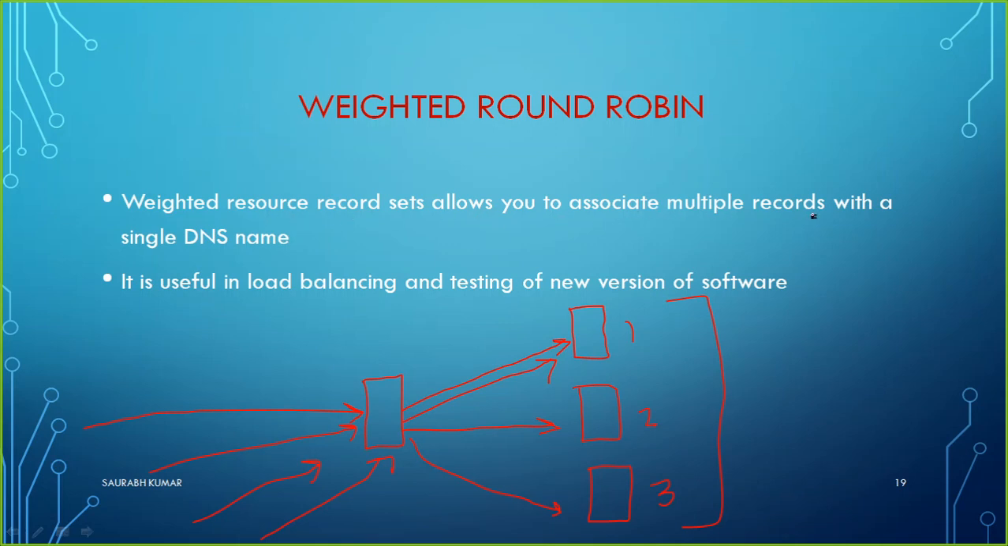associate multiple records with a single DNS name. And this is useful in load balancing. It helps you balance the load because one request goes here, the second goes there, so at least this one becomes a bit free. It's not sending all the load to one. So it is doing load balancing, but it is not doing fault tolerance. Generally we use it in our local infrastructure, or if you are doing testing, you use the weighted round robin mechanism there.